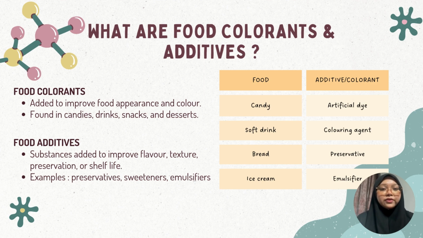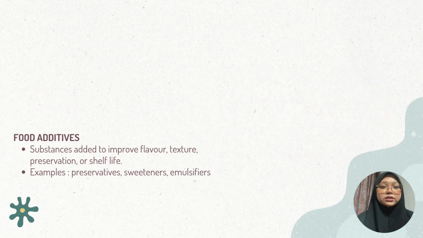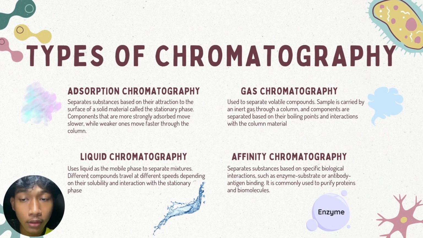Meanwhile, food additives are used to improve taste, texture, freshness, and shelf life. These substances are commonly used in processed foods and beverages. Now I will explain the four main types of chromatography.